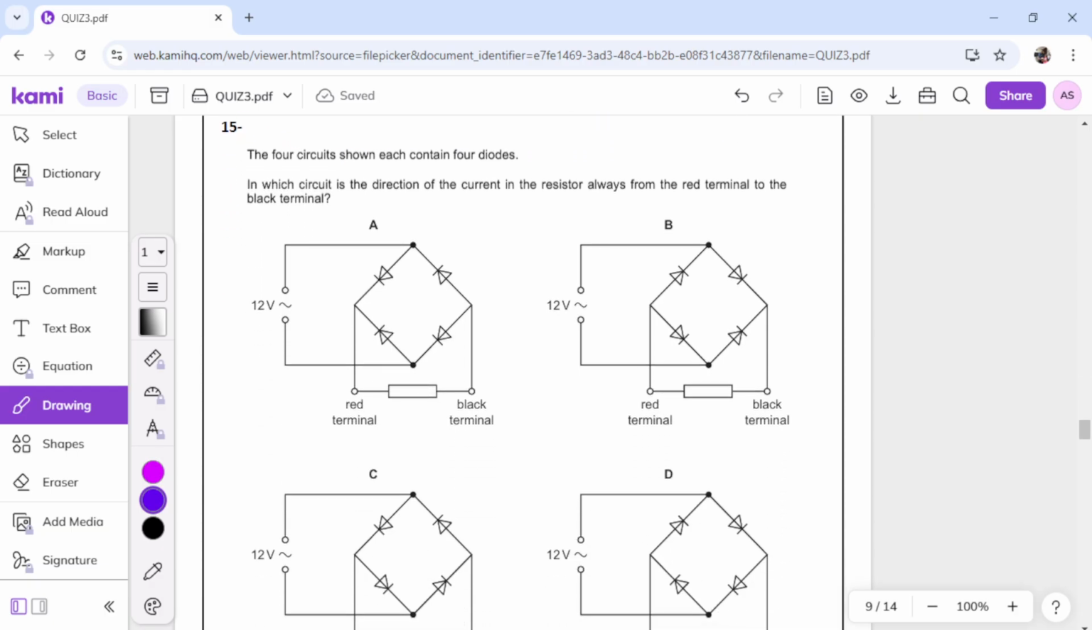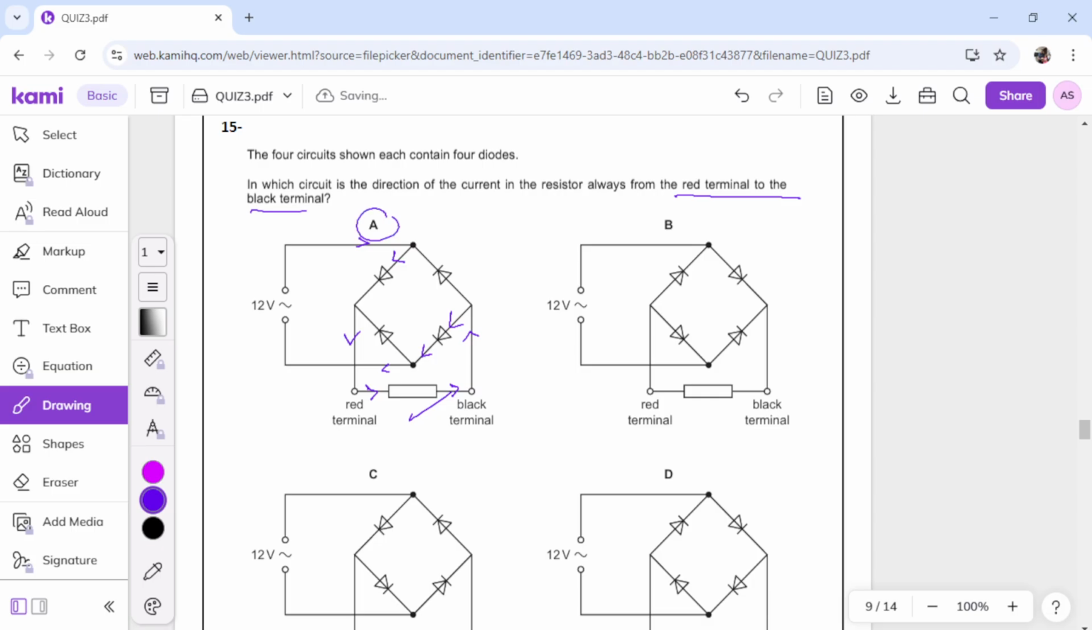The final one. The four circuits shown each contain 4 diodes. In which circuit is the direction of the current in the resistor from red terminal to black terminal? So when I move to A, I suppose the current is in this direction, then it moves to red, then moves in this direction, so then it can go to the other. So it's from red to black. This is correct, so I will choose A.